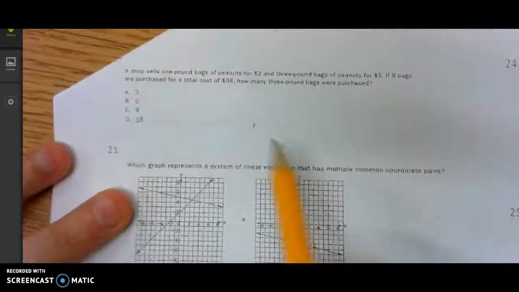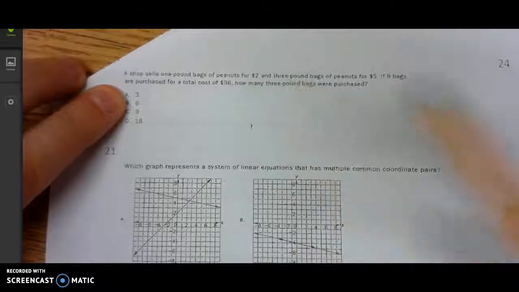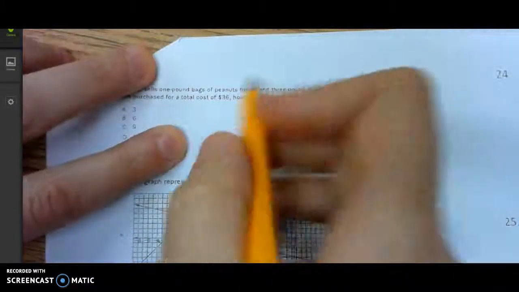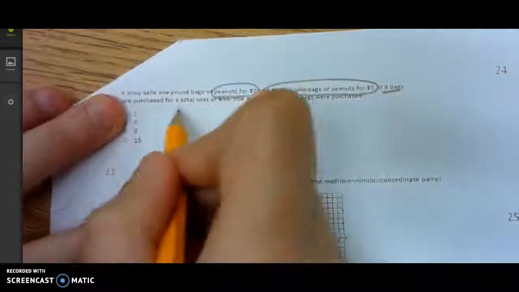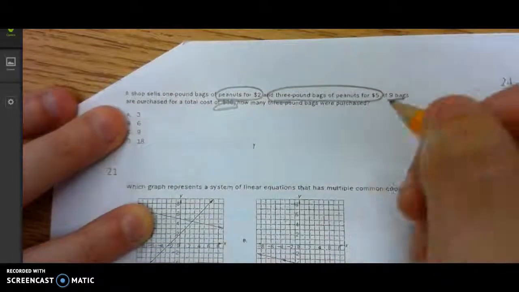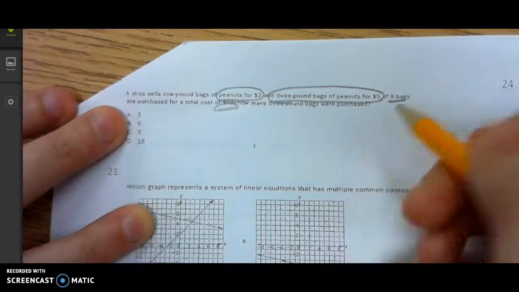And last one for this video. A shop sells 1 pound of peanuts for $2 and a 3-pound bag for $5. If 9 bags are purchased for a total cost of $36, how many 3-pound bags were purchased?